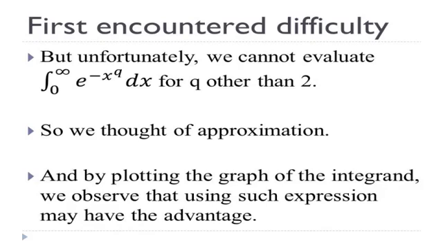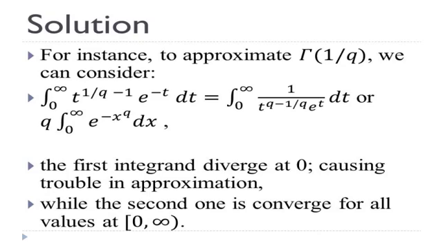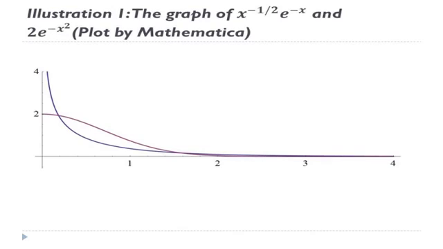But unfortunately, we cannot evaluate this integral for q other than 2. So we thought of approximation. And to have a clear picture in mind, we plot the graph of the integrand, and we observe that using such an expression may have an advantage. For instance, to approximate gamma 1 over q, we can consider two expressions, the traditional expression or our expression. The first integrand diverges at 0. This may cause trouble in approximation, while the second one, that is our expression, converges for all values from 0 to infinity. So this is the graph.